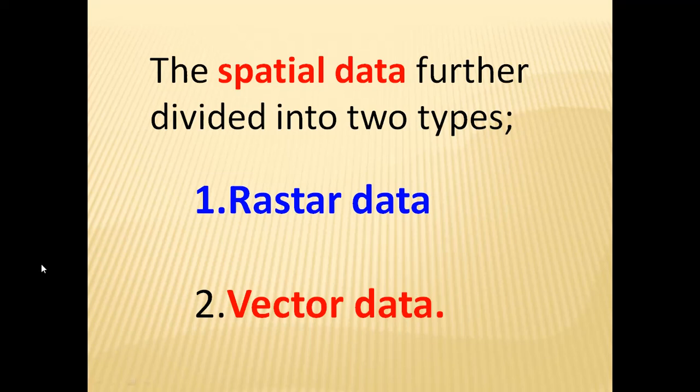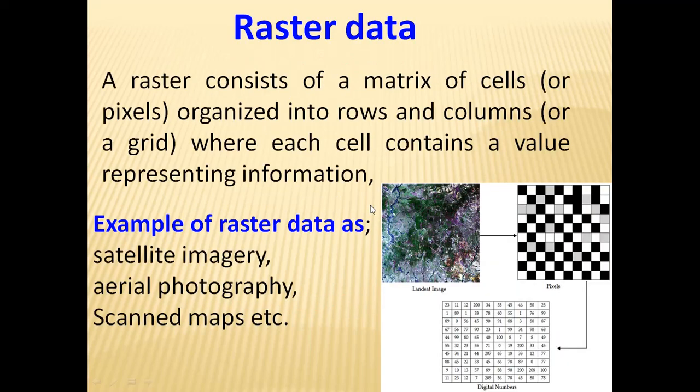Spatial data is nothing but geographical features. That geographical feature, meaning spatial data, also gives the location of the feature on the earth surface. Further, this data is divided into two types, raster and vector. What is raster data?